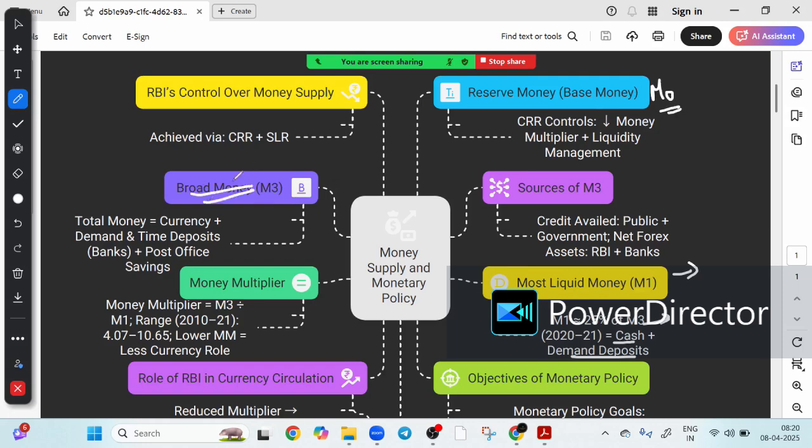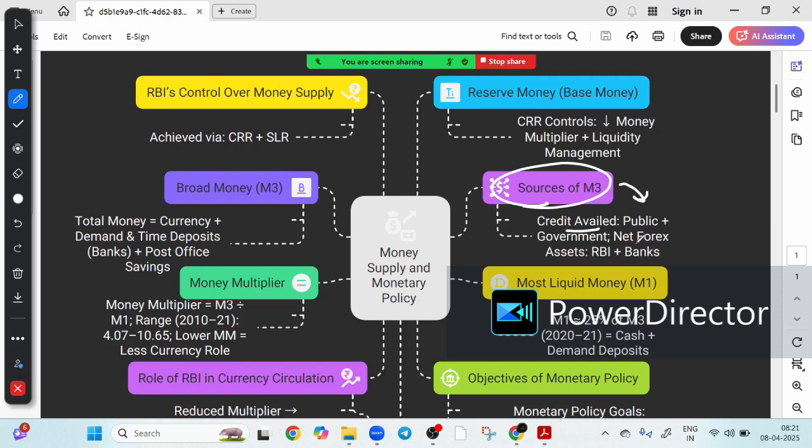But where does all this money come from? That takes us to the source of M3. What is the source of M3? Primarily credit. You can see the sources of M3: credit availed by the public and the government, plus net forex assets held by the RBI and the banks. So these are the sources of M3.